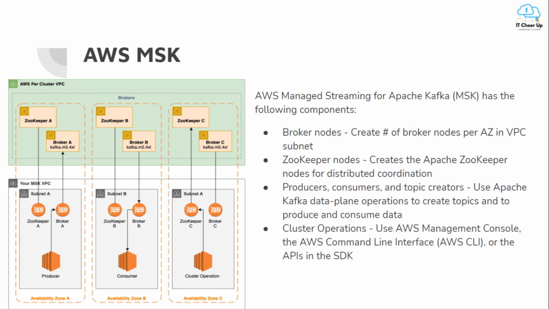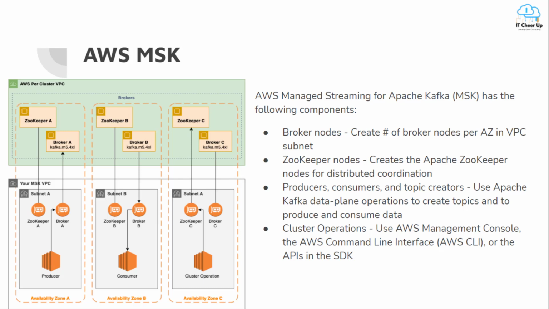Let's take a look at AWS MSK's architecture. When creating an MSK cluster, you specify how many broker nodes you want MSK to create in each availability zone. In the example cluster shown in this diagram, there's one broker per availability zone. Each availability zone has its own VPC subnet. MSK also creates the Apache ZooKeeper nodes for you. Apache ZooKeeper manages the brokers, as I mentioned in the Apache Kafka architecture.